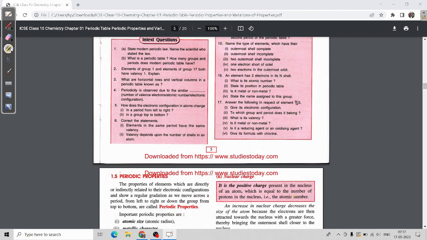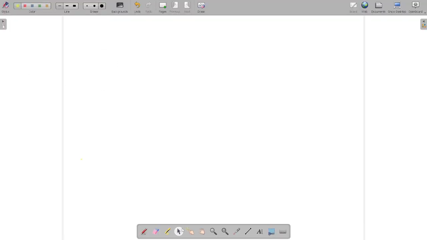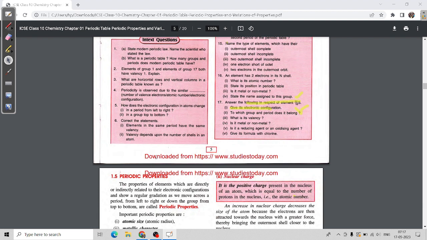Now the 17th question: answer the following with respect to element 32 and 16. Now give its electronic configuration. Here 32 is the mass number and 16 is the atomic number. Now we will need the whiteboard for this. As it is 16, the electronic configuration is 2, 8 and 6. So 2 plus 8 is 10, 10 plus 6 is 16.